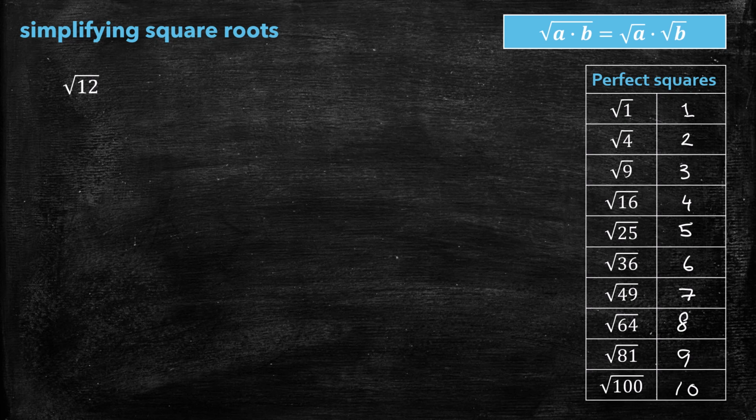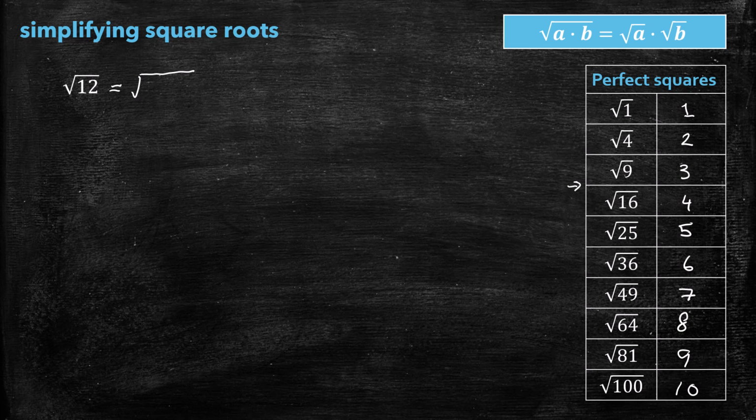The square root of 12, we don't know what that is exactly. It's obviously between 3 and 4, because the square root of 12 would be somewhere in between there, but we don't know the exact answer without using a calculator, and even then, it's only an approximate answer. So what we need to be able to do is simplify the square root, and this process has us rewrite 12 as the product of two whole numbers, one of which is a perfect square.